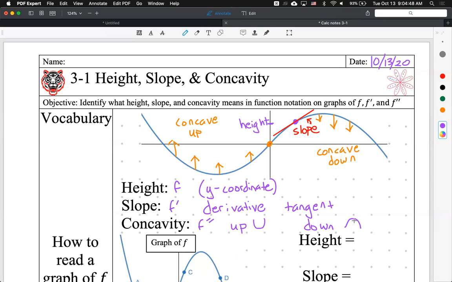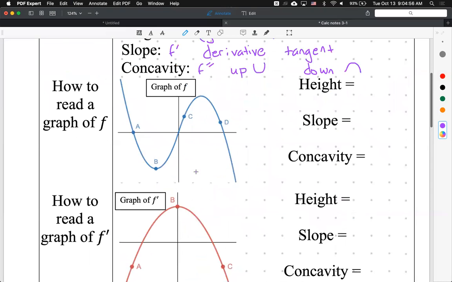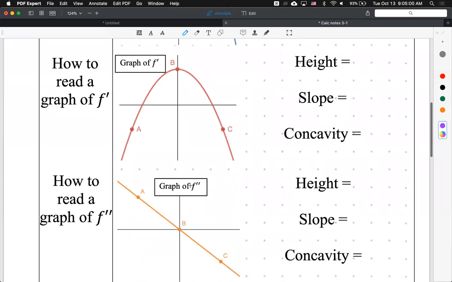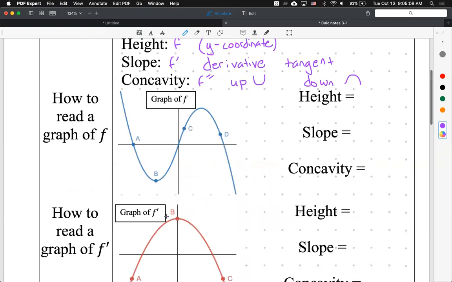Okay, so depending on what graph I'm giving you, though, these things might look different. This is all kind of assuming that I'm on a graph of F, but as you can see down here, I'm eventually going to be giving you a graph of F prime, a graph of F double prime. This means that everything in this orange line represents the second derivative. It represents concavity. What do I mean by that? Let's go ahead and talk about this.